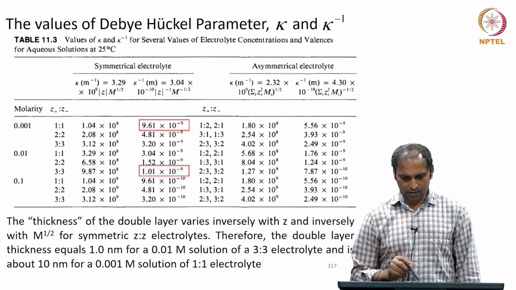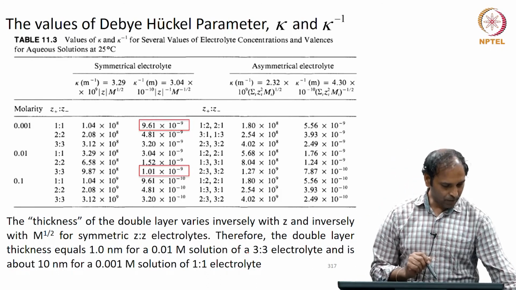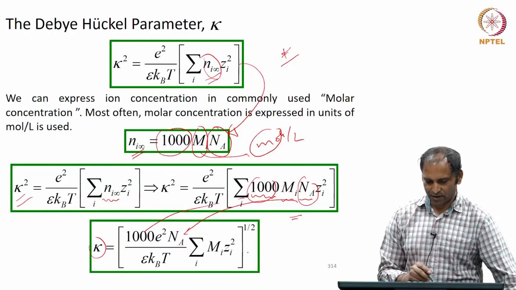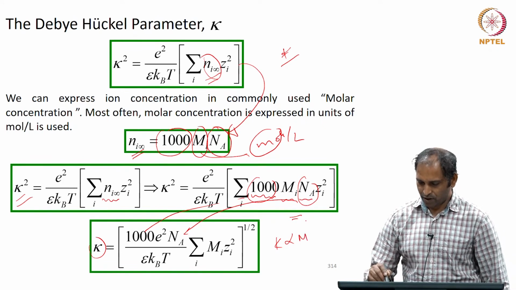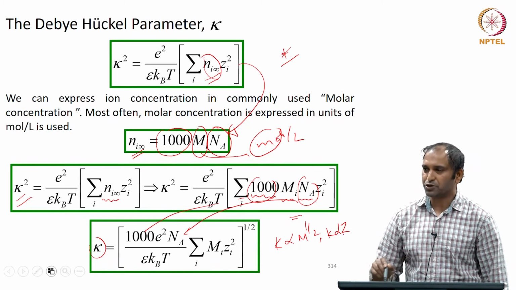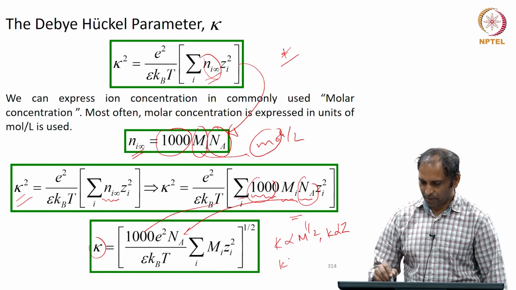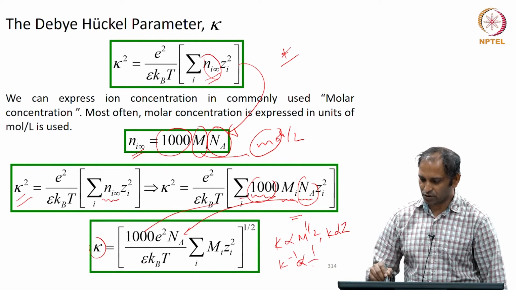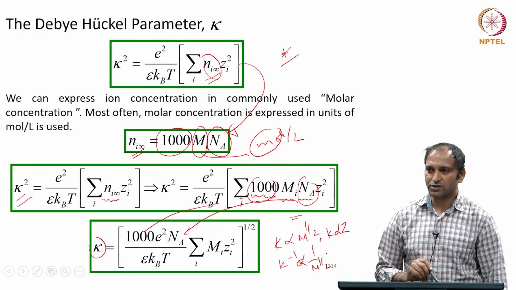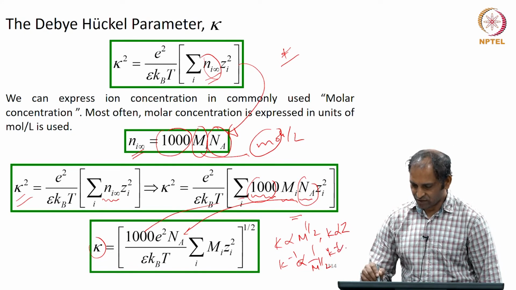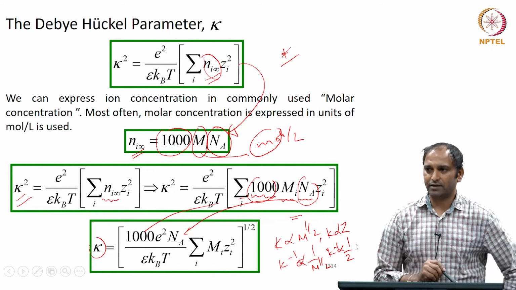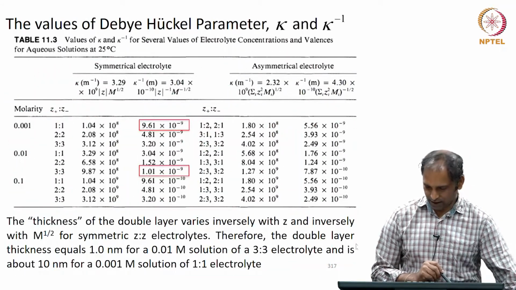So, the other inference that you can draw, if you go back and look at this expression, is that kappa varies as M to the power half, and is proportional to z. Or kappa inverse is inversely proportional to M, the concentration of the electrolyte, to the power half, and kappa inverse is inversely proportional to z.